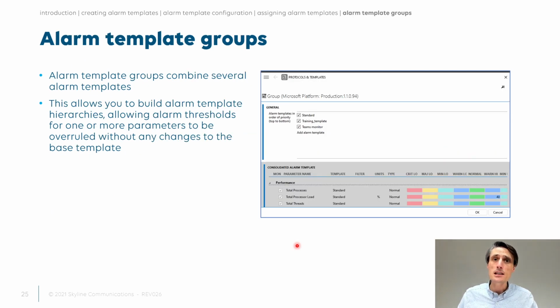Now, as a final step, I do also have the alarm template groups that I want to discuss. What is an alarm template group? It is basically allowing you to take several alarm templates and stack them on top of each other. In essence, what I want to do is create a base alarm template that has, let's say, all the general parameters, the biggest chunk of everything that is always being monitored on these type of devices.